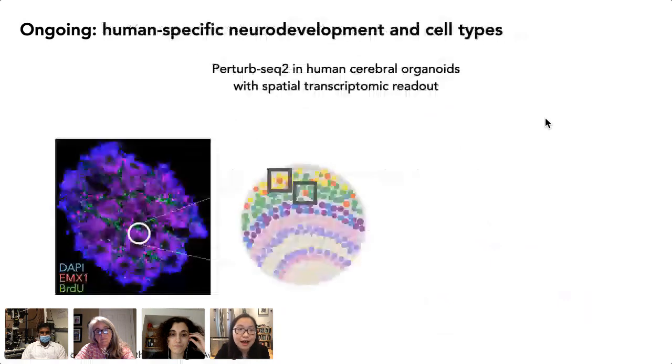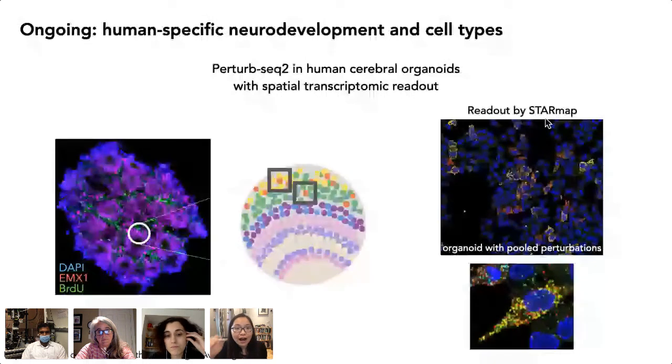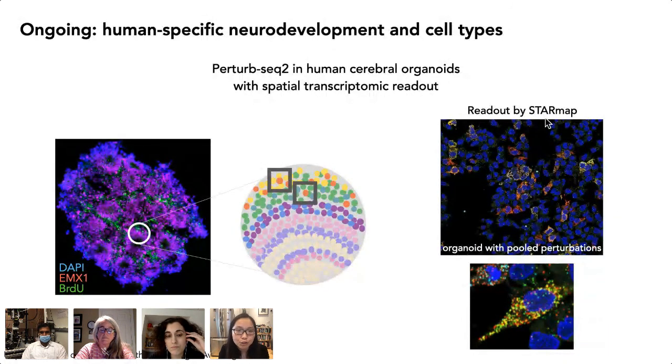So in the future, with Paola's lab, I set up Perturb-seq in human cerebral organoids to study human neuron differentiation in these 3D cultures. And we collaborate with Xiao Wang to perform STARmap, which allows us to use spatial transcriptomics to read out the transcriptome as well as where these cells are relative to each other. Now we can do Perturb-seq to ask how these altered gene programs, locations, or even their cellular environment can alter the manifestation of the perturbations.